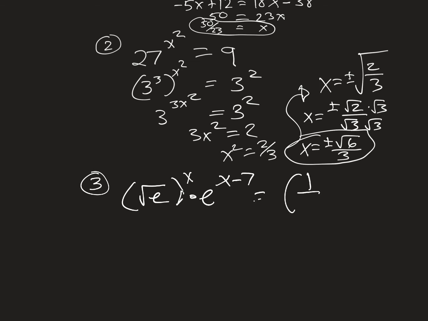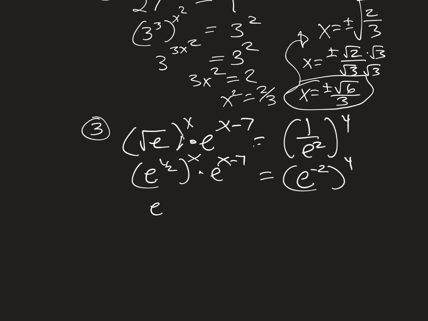Okay, so 1 over e squared to the 4th. Clearly, the common base is going to be e. So let's write everything in terms of e. So I've got e to the 1/2 to the x, e to the x minus 7 equals 1 over e squared is just e to the negative 2.